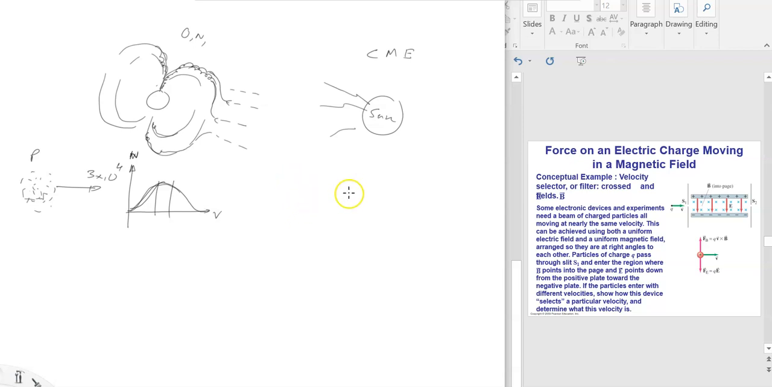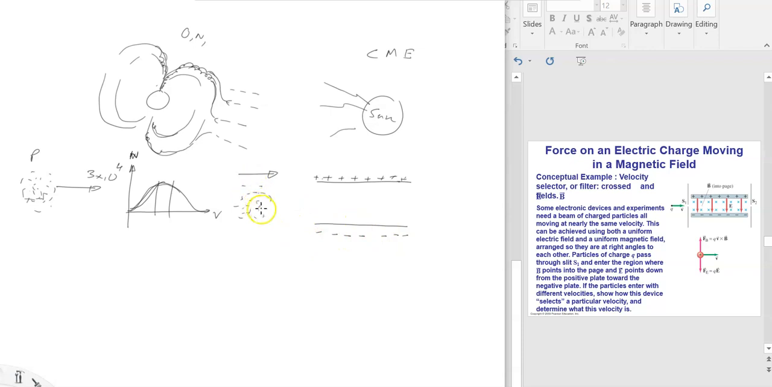What happens here is, the charged particles are coming in. Let's say a bunch of protons coming in with a range of velocities, and then they enter this selector section. Here we have a positively charged plate and a negatively charged plate.